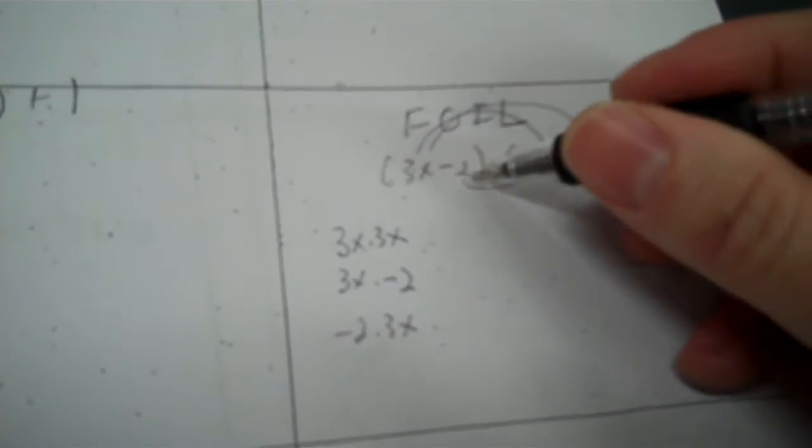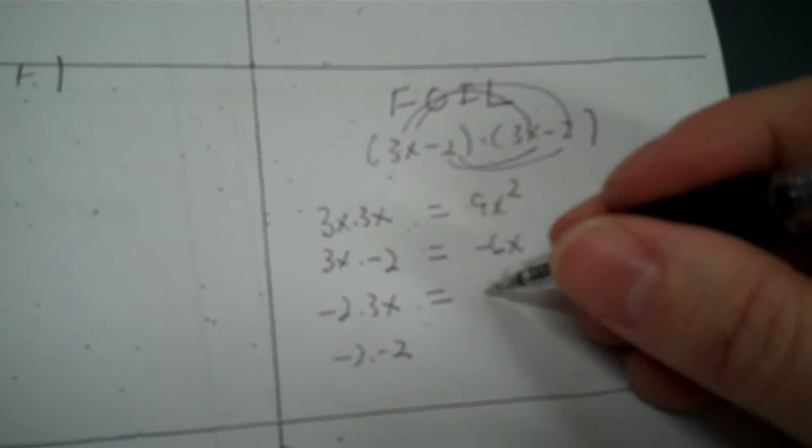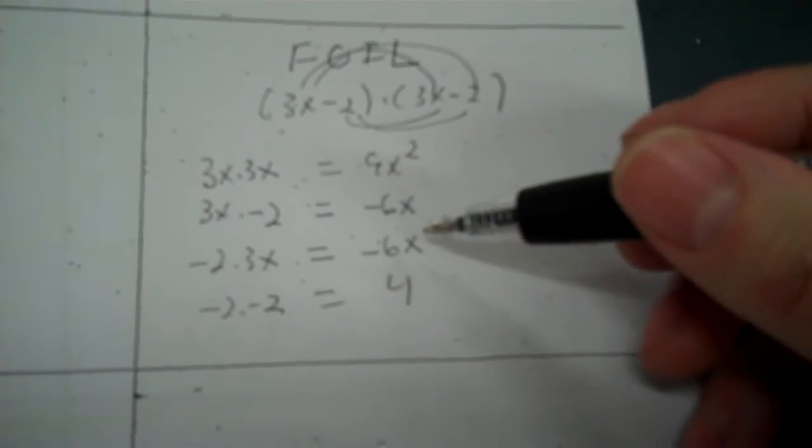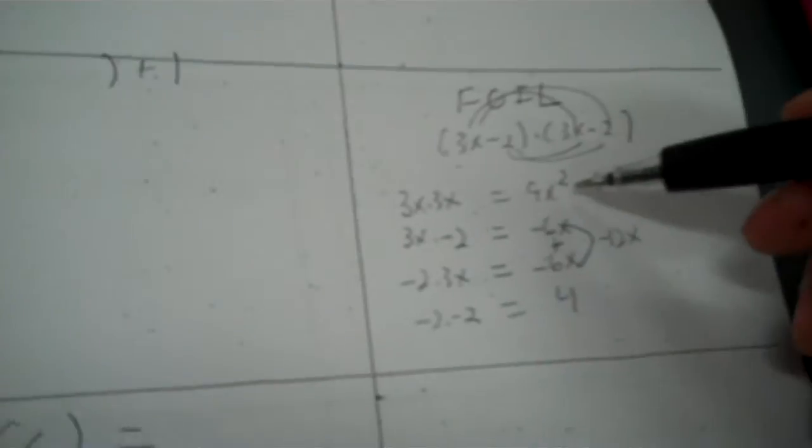3x times 3x, x times negative 2, negative 2 times 3x, and then negative 2 times negative 2. So that equals 9x to the second, negative 6x, another negative 6x, and then positive 4. Now these don't cancel, because to cancel it had to be a negative and a positive. So I add those together. That's going to be negative 12x. That's what's going to go in that parentheses: 9x squared minus 12x plus 4.